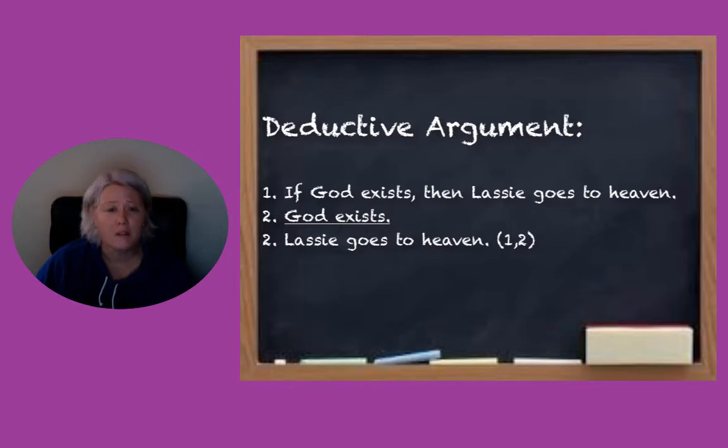We would have to be able to say that all the premises are true. So we would have to say that it's true that if God exists, then Lassie will go to heaven. Can we say that we know that that's definitively true? We would also have to be able to say that it's true that God exists. And it's not clear that we can definitively say that that is true.